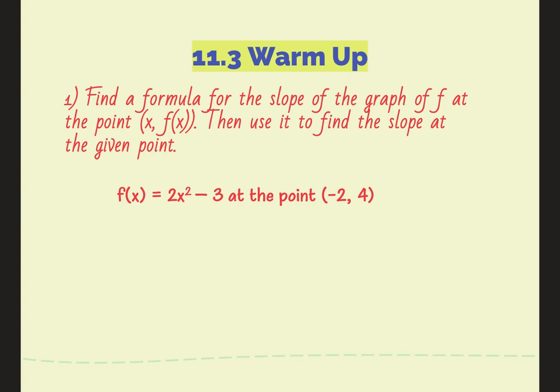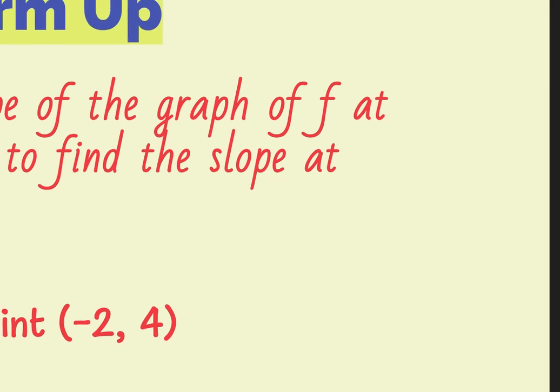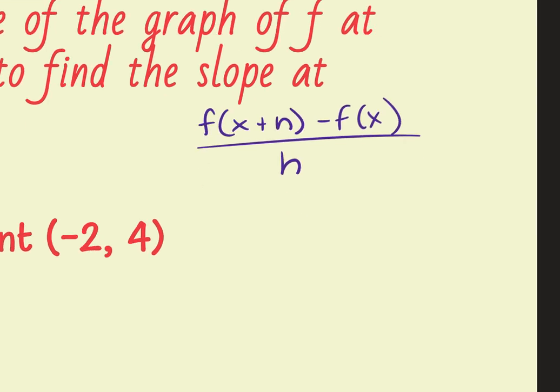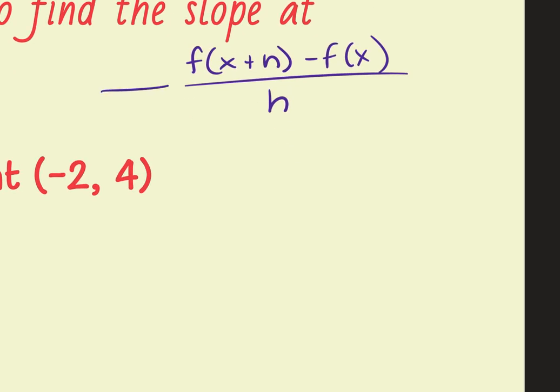What we learned last week is that in order to find the slope of a graph at a single point, we estimate it using a rate of change formula, and that rate of change formula is the same thing that we used when we did the difference quotient. So we do f of x plus h minus f of x all over h, and then we make the h 0. This part's the difference quotient, that's what that's called.